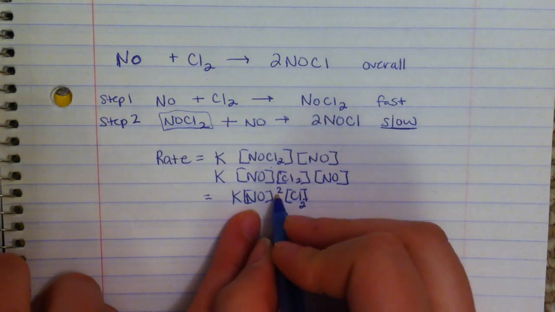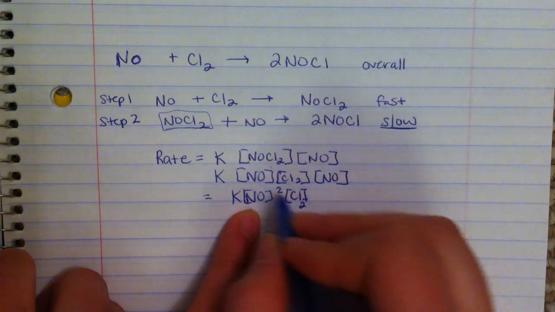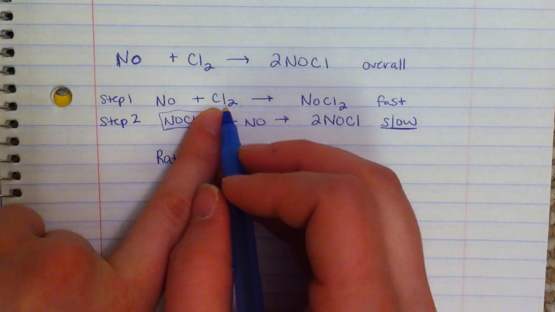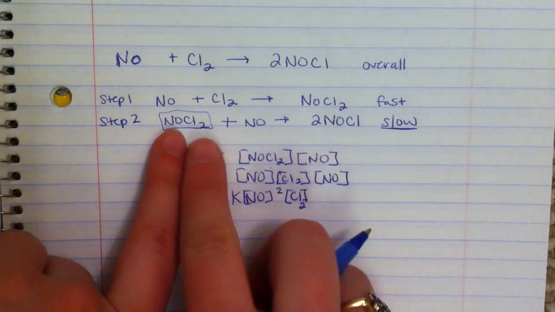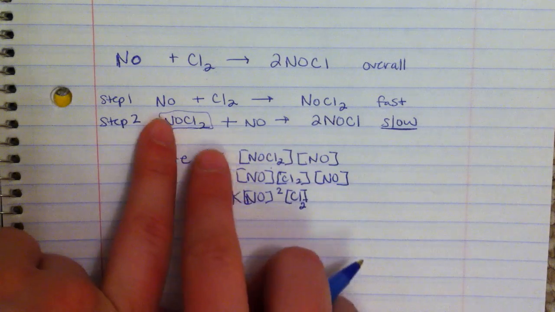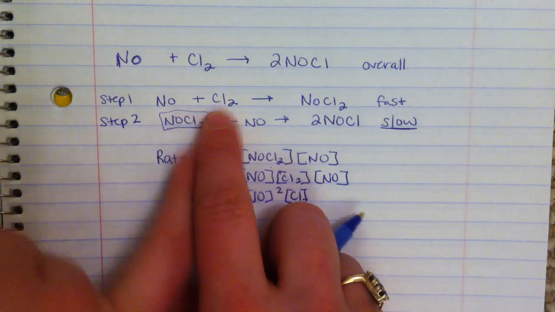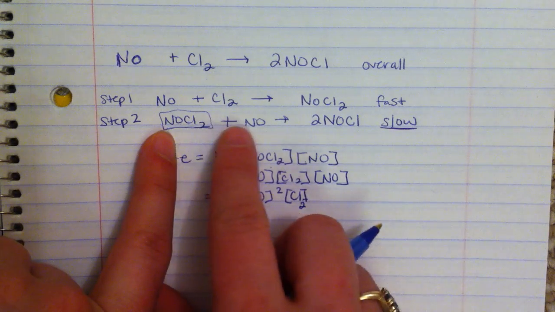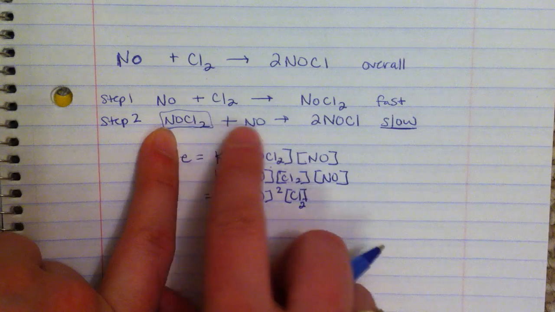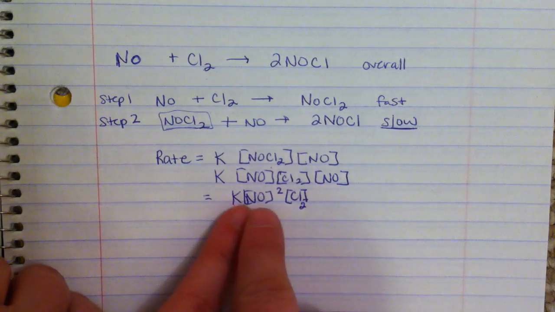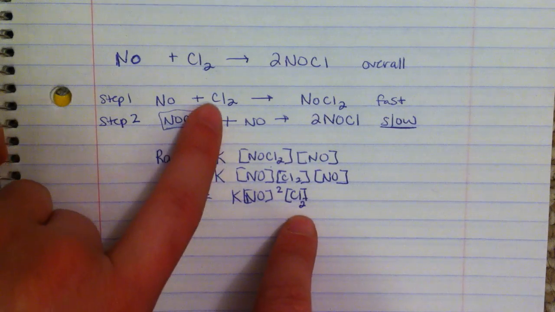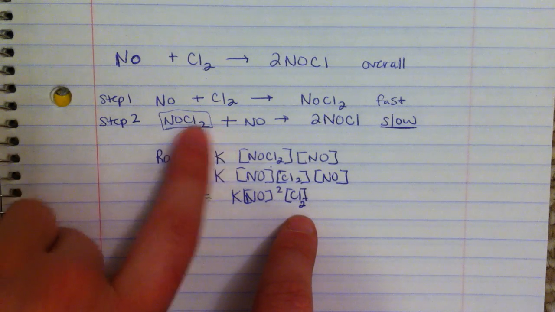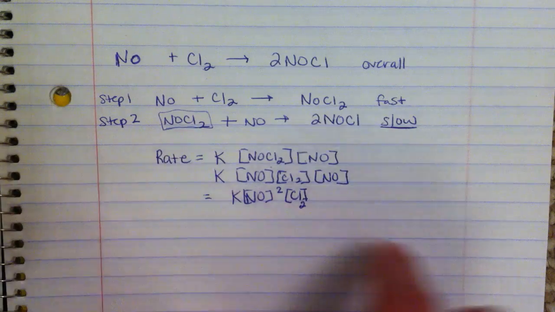So this reaction would be second order with respect to NO, because we need to wait for NO to hit the Cl first, and then we need to wait for that intermediate to hit another NO. So NO has to be involved in the reaction twice, and chlorine is only involved once. Okay, so that is that.